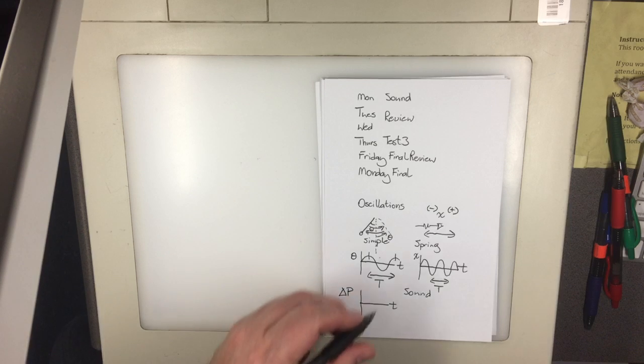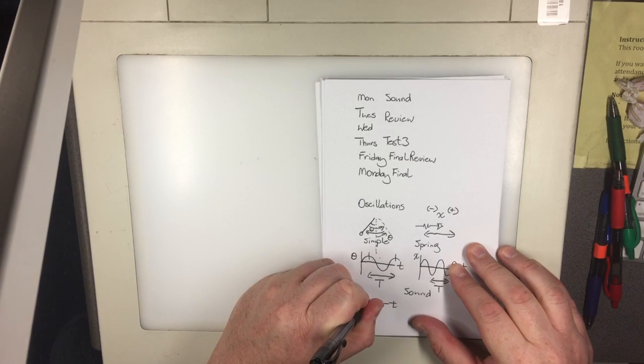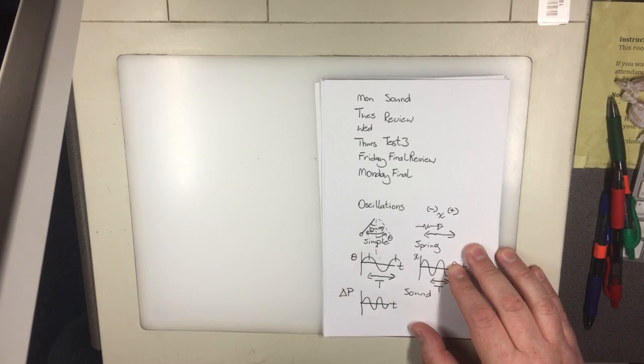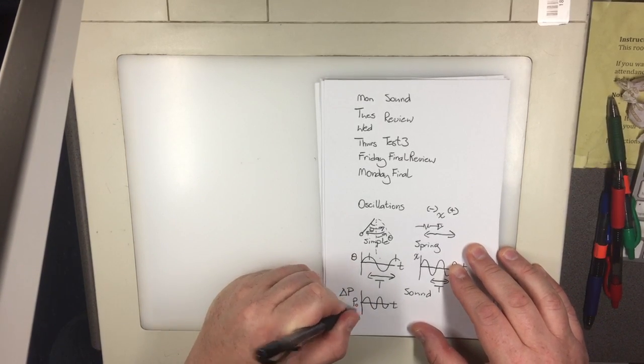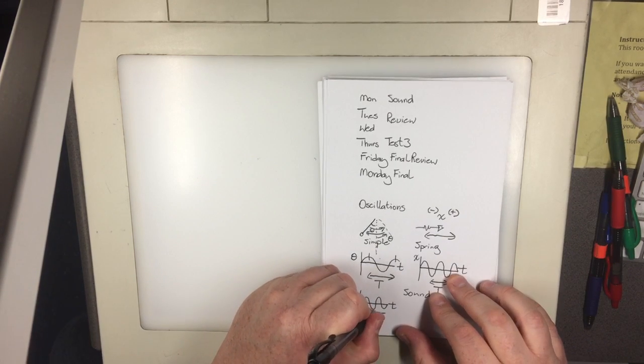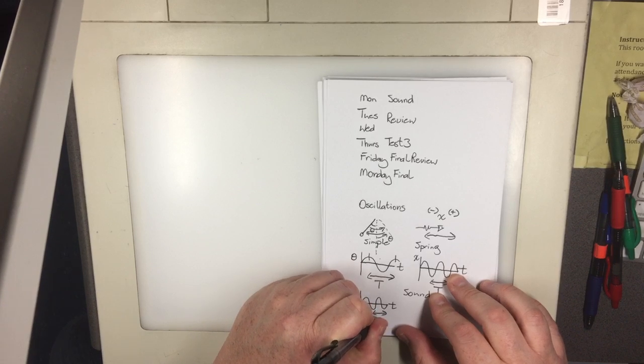But getting back to the point, with sound, if you were to measure the pressure at a particular point, P0 is the background average pressure, and then the change in pressure is what you're measuring. This is, once again, the period.